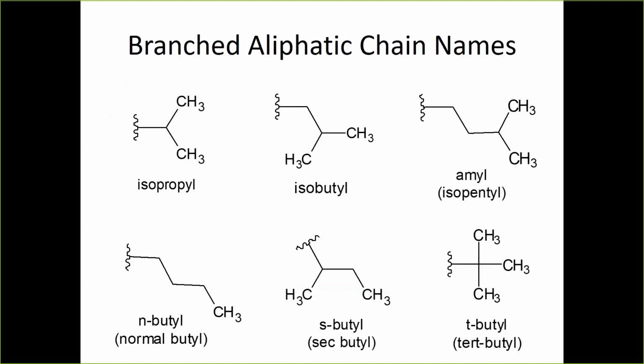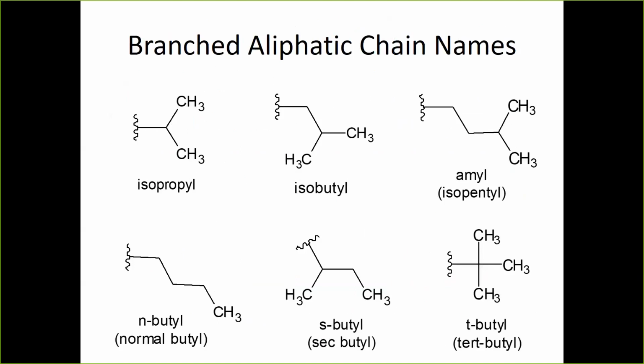Some of the branch chains have special common names as well, and again, people often use those instead of the IUPAC names. The one at the top left is one that you will see fairly often, which is isopropyl. That is like the propyl group, but instead of being attached to the N carbon, it's attached to the middle one. The analogous 4-carbon chain is the one next to it, which is isobutyl.